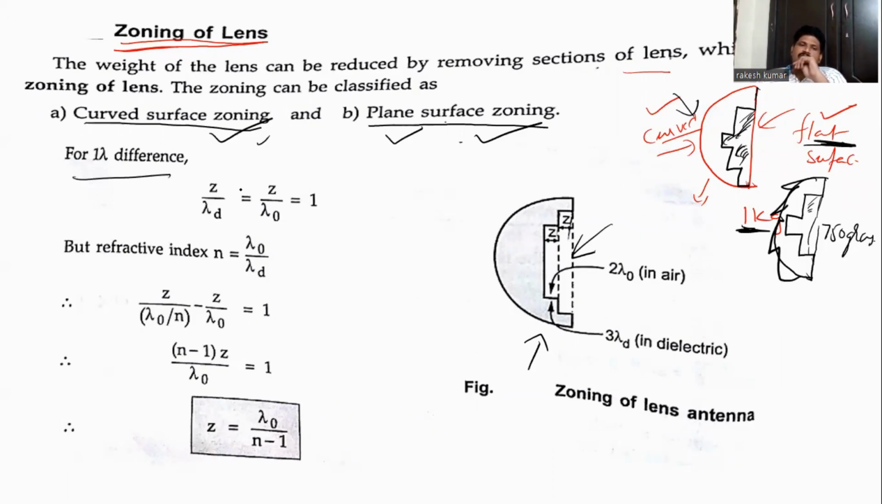For a 1 lambda difference, Z by lambda d, and Z by lambda naught, where lambda naught is the free space wavelength. For refractive index n equal to lambda naught by lambda d, therefore Z by lambda naught by n minus Z by lambda naught is equal to 1. Therefore, n minus 1 into Z by lambda naught is equal to 1. Therefore, Z is equal to lambda naught by n minus 1.